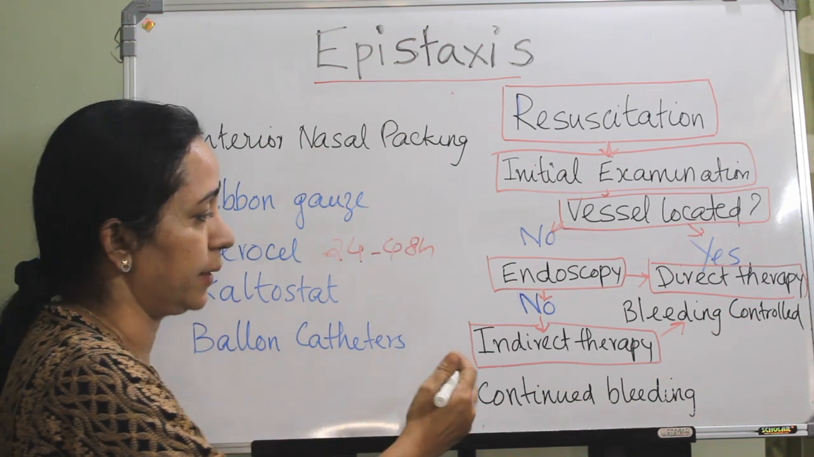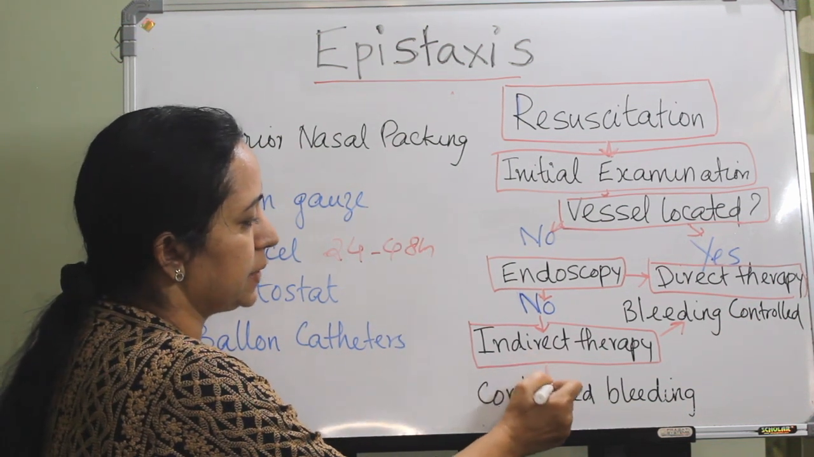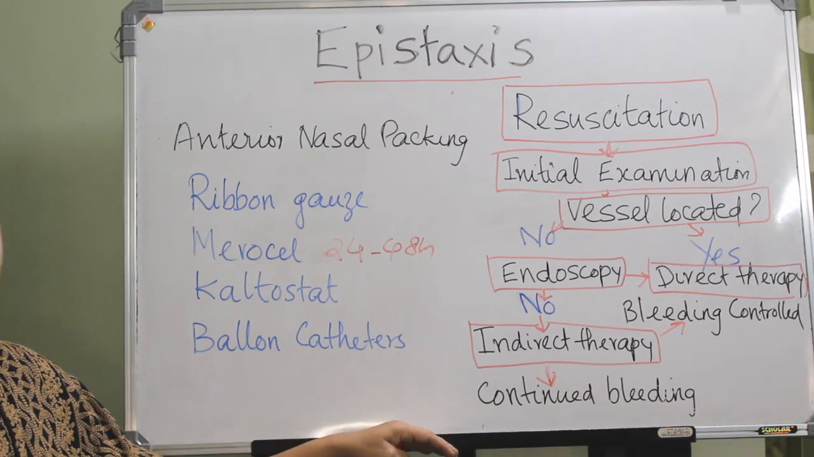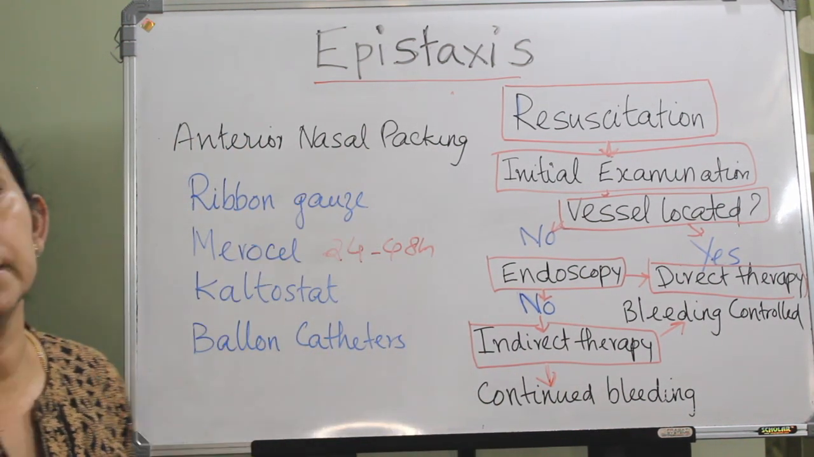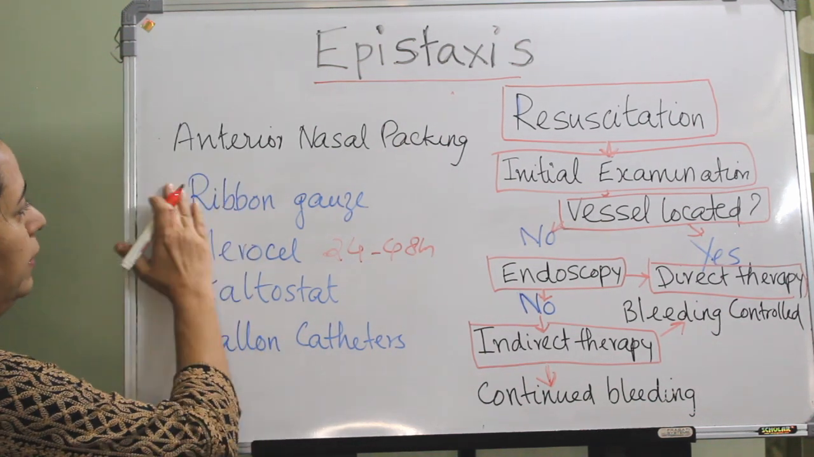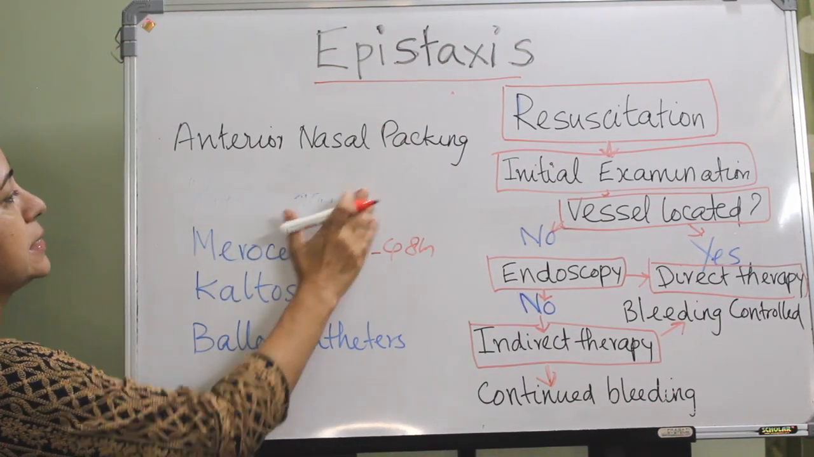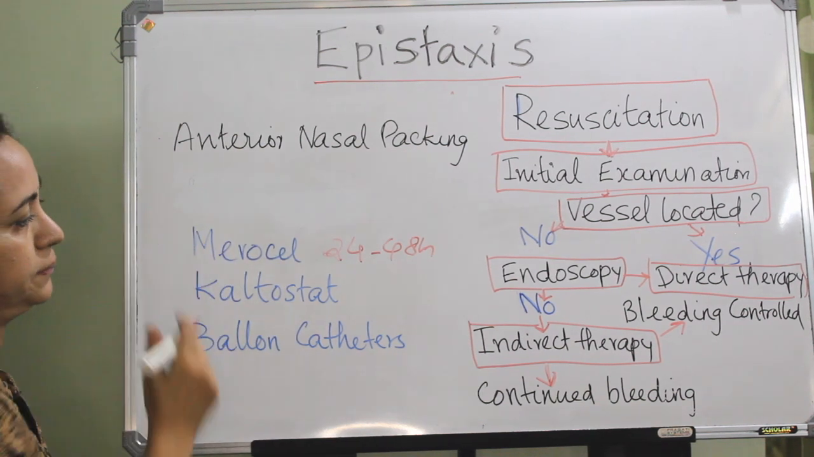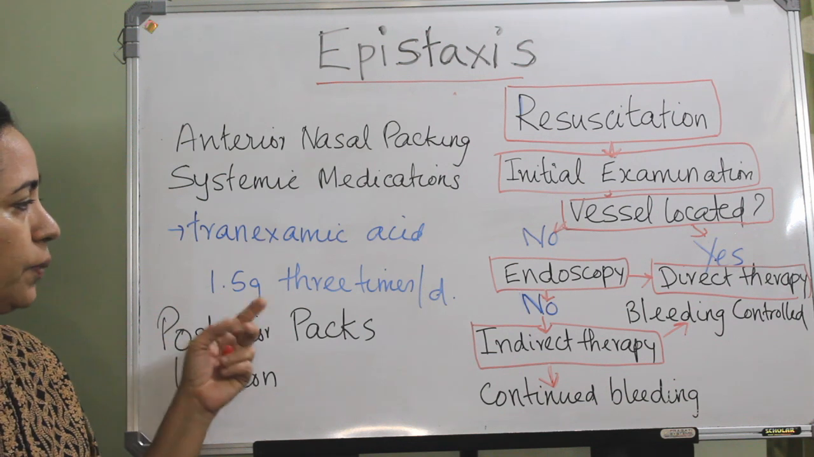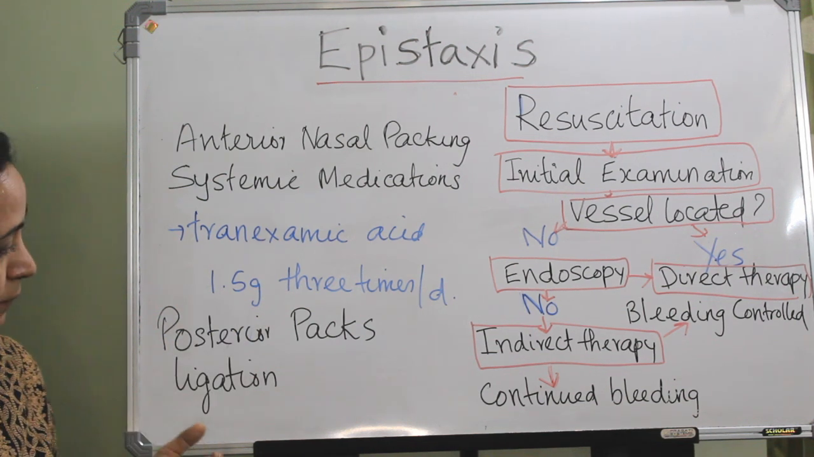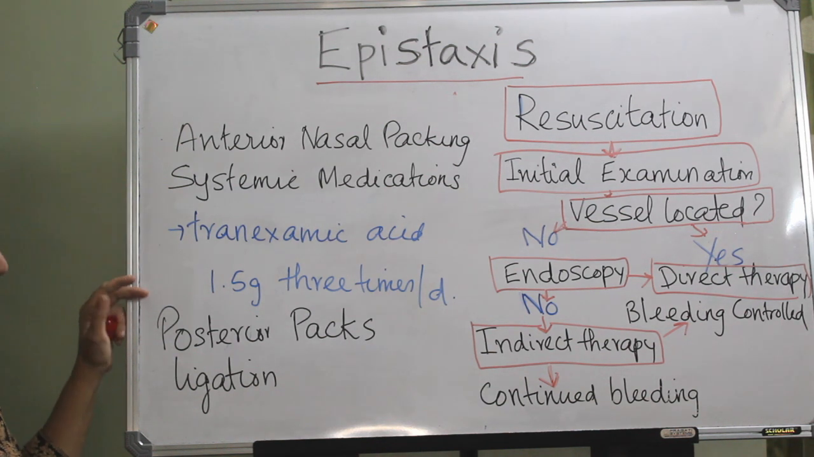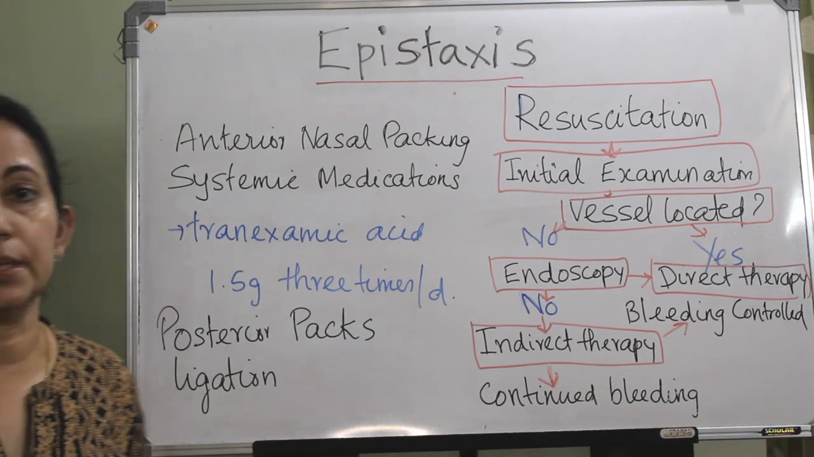And even after you put indirect therapy like anterior nasal packing, if the patient is still continuing to have bleeding, then there is a need for a posterior nasal packing also. And along with that, start systemic medications. One systemic medication given is tranexamic acid. It can be given 1.5 gram 3 times per day. And if the bleeding is not controlled with an anterior nasal pack, go for a posterior nasal packing.